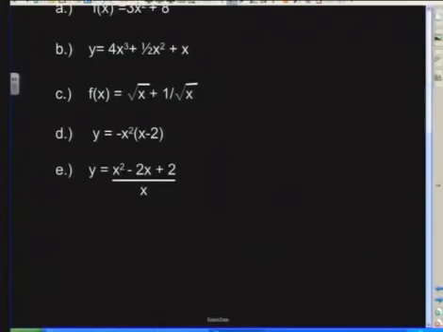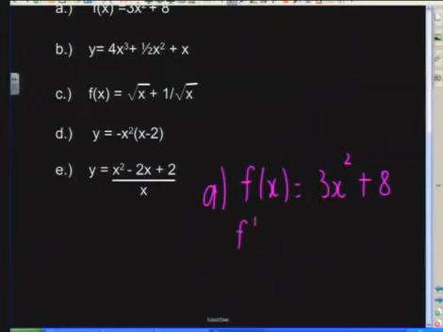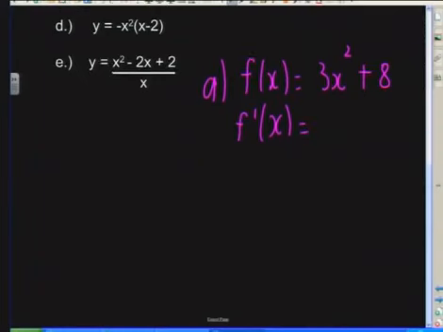Okay, I'm going to try and get through as many as possible. So let's look at the first one. We are asked to find the derivative of f of x is equal to 3x squared plus 8. All right. So we set it up, f dash of x is equal to, now we're going to use the power rule. So the power rule says, let me write it down for you again. Remember, we had if y is equal to x to the power of n, then the derivative is equal to n times x to the power n minus 1.